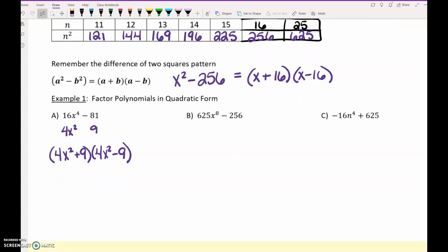Do you think we're done? No. Well, wait, yeah. X squared plus, that one's done. What about this one? No. Not done. X squared minus, you're likely not done. 4x squared is the perfect square of 2x. 9 is the perfect square of 3. So that one will split into 2x plus 3, 2x minus 3. And we still have that 4x squared plus 9 in front.